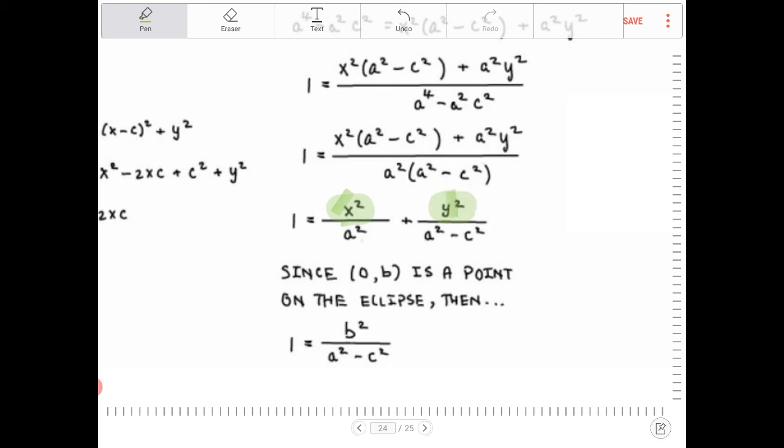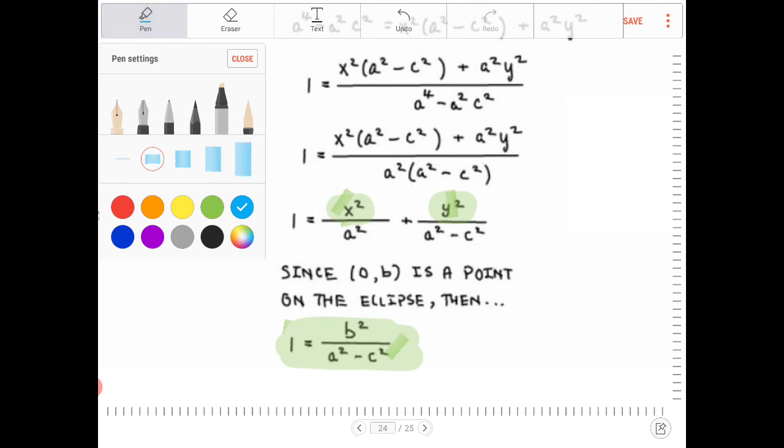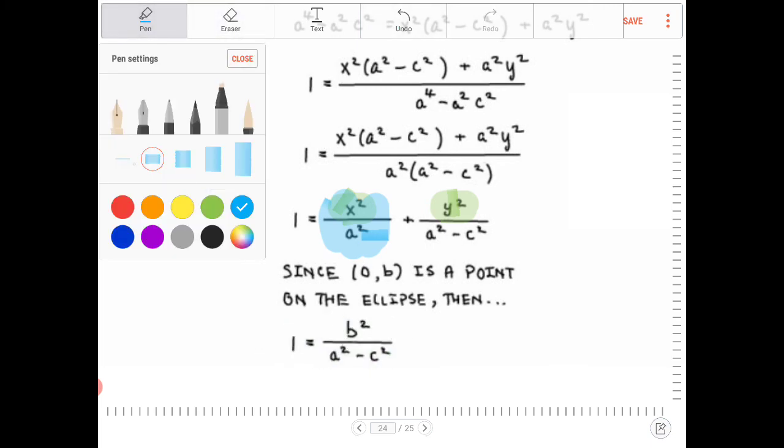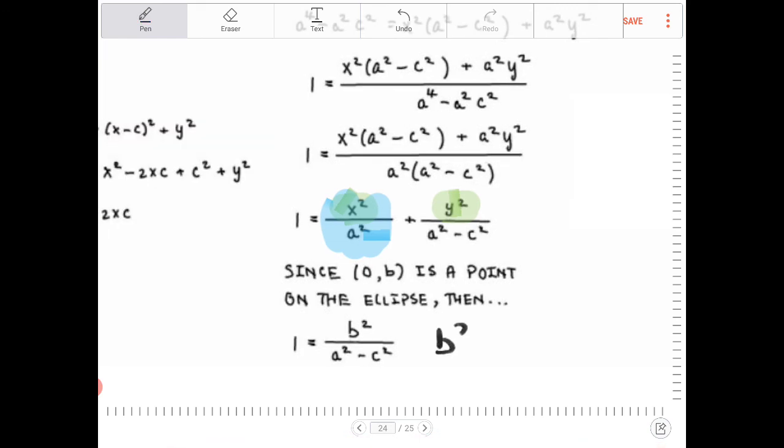So therefore, the result is I'm going to end up with this equation. One more time, when x is 0, this term goes away. I'm left with the equation that I have down here in green. Why is that important? Well, this relationship is telling me something else. This relationship is telling me that b squared is equal to a squared minus c squared, because if I multiply both sides by a squared minus c squared, that's the relationship I end up with.